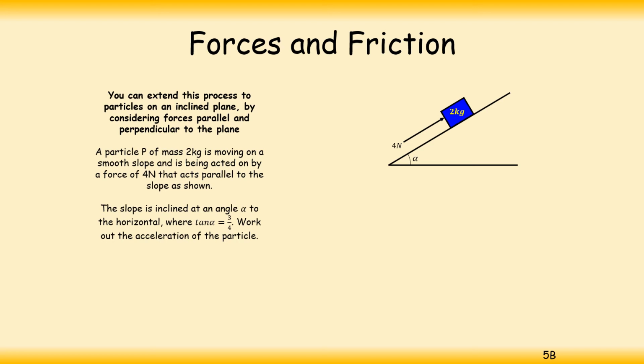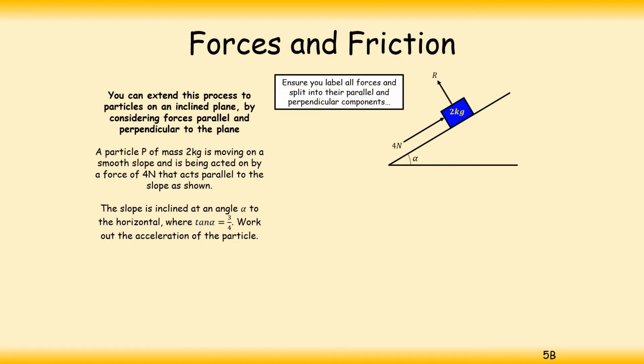Okay, so we could also have a situation where an external force is applied. So in this case, this block is getting moved up the plane. So we have a 2 kg block and a 4 Newton force, which is parallel to the plane, pushing it up. And sometimes, rather than giving the angle, it could be given as tan. And in this case, we've got tan alpha is equal to 3 over 4.